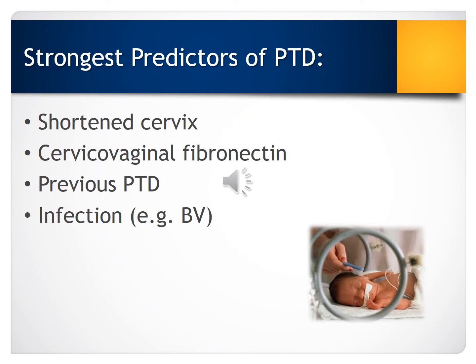So if we have a woman who we've identified is at high risk for preterm labor, there are some testing things that we can do that are strong predictors of preterm delivery. If a woman has a shortened cervix, which we measure during a transvaginal ultrasound, in which we use a probe inserted through the vagina to actually measure the length of the cervix.